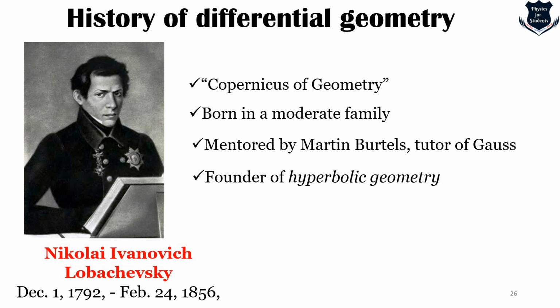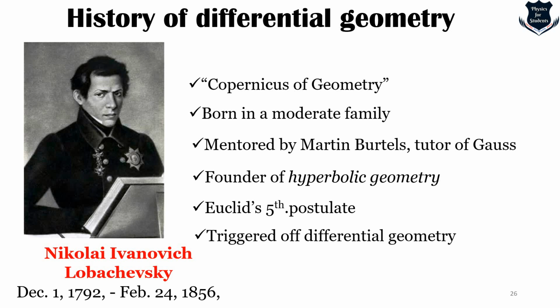Now, Lobachevsky's main achievement is the development of non-Euclidean geometry, which is known as Lobachevskian geometry, and before him the mathematicians were trying to deduce Euclid's fifth postulate from other axioms. The non-Euclidean geometry that Lobachevsky developed is referred to as hyperbolic geometry, and this is where it triggered off the foundation of differential geometry.